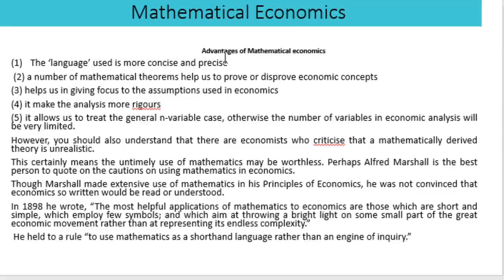Some of the limitations of mathematical economics are explained here. First one, untimely use of mathematics may be worthless. Economists like Alfred Marshall criticized the excessive use of mathematics, even though he used mathematics in his Principles of Economics very extensively. But he advocated the short and simple use of mathematics in economics, in a very simple manner rather than in a very complex form. And according to him, mathematics should be used as a shorthand language rather than an engine of inquiry.